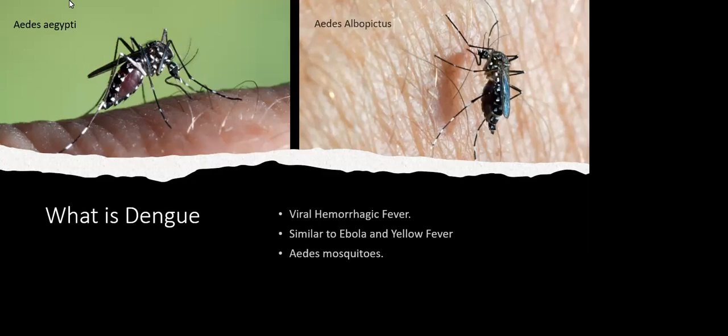So the first disease we'll be looking at today is the dengue virus, which is a viral hemorrhagic fever, which makes it similar to Ebola and yellow fever. It's also in the same family of viruses as the later mentioned West Nile virus, and its vector is Aedes mosquitoes, and these are the two most common: the Aedes aegypti and the Aedes albopictus.